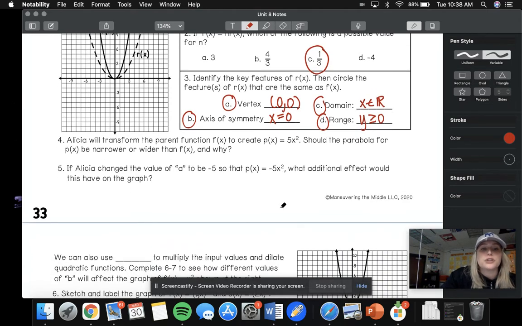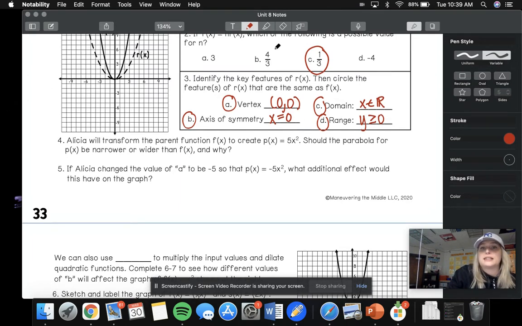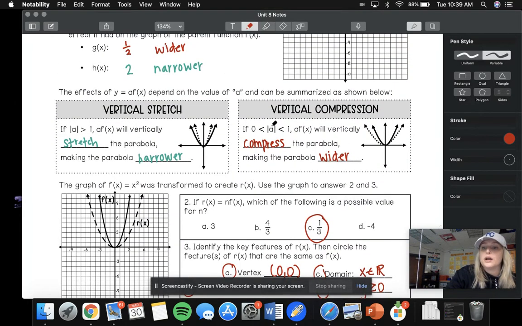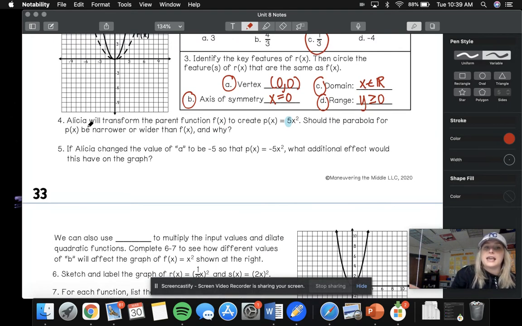All right, Alicia will transform the parent function to create p of x equaling 5x squared. Should the parabola for p of x be narrower or should it be wider? So when we're looking at this, we need to look at the a value. The a value is 5. We're asking ourselves, is it in between 0 and 1 or is it completely larger than 1? And 5 is larger than 1, so it will stretch it and it will be a narrower function. It'll be narrower because the a value is larger than 1, since it's 5.